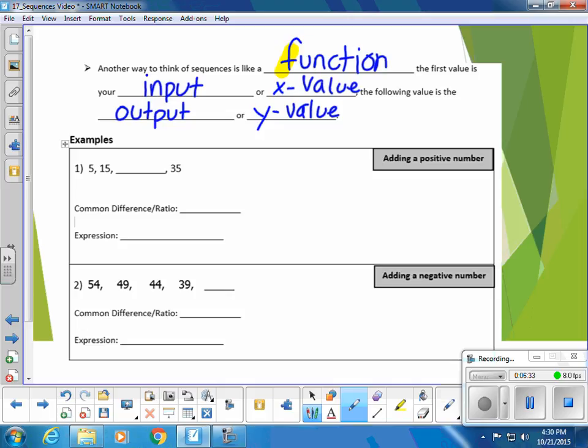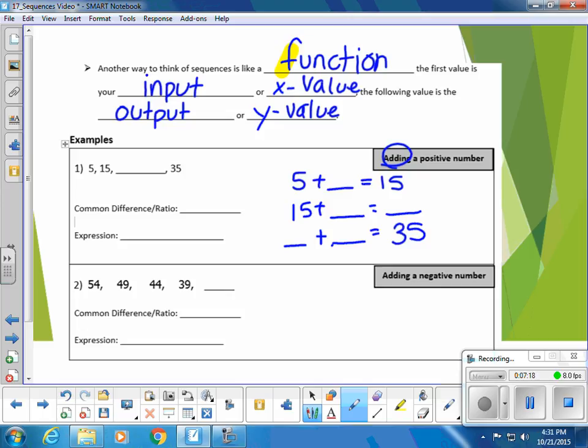So if we look at our two examples here on this page, the first one I know is arithmetic because I'm adding a positive number. So now we just have to look at this and say, what number am I adding? Well, if I go from 5 to 15, what would I add to get to 15? Or think of it this way: 5 plus what number equals 15? And then 15 plus what number equals, and we don't know that one yet. And then that number plus our common difference equals 35.